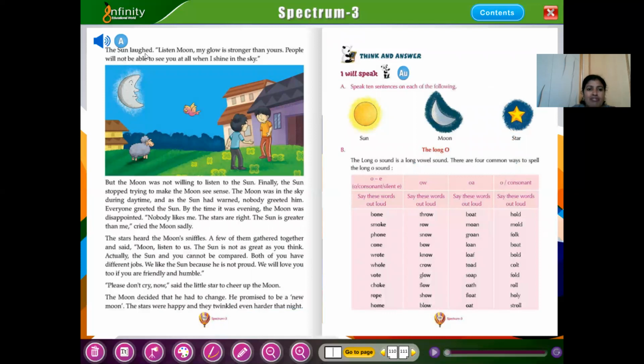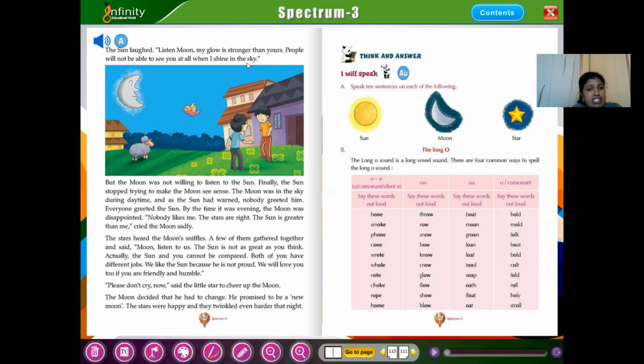The sun laughed while listening to this. "Listen, moon, my glow is stronger than yours. People will not be able to see you at all when I shine in the sky. Just listen, moon. My rays, my glow, my brightness, my light is stronger than yours. So people will not be able to see you at all when I shine in the sky, children."